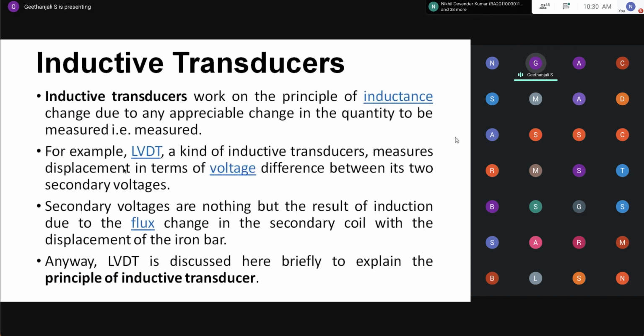Next, let us see the inductive transducers. All of you go through the slide. I will explain in detail.